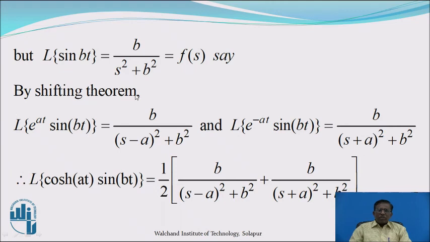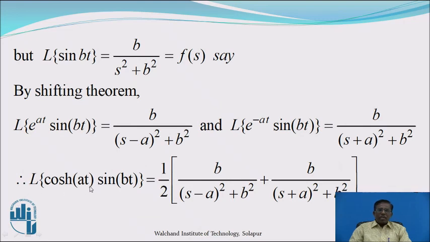By first shifting theorem, we can write Laplace transform of e raised to at into sine of bt, which is equal to b upon square of (s minus a) plus b square. Replace s by s minus a in Laplace of sine bt, we get this result. Similarly, for Laplace transform of e raised to minus at into sine bt, simply replace s by s plus a in Laplace transform of sine bt, we get it is equal to b upon square of (s plus a) plus b square.